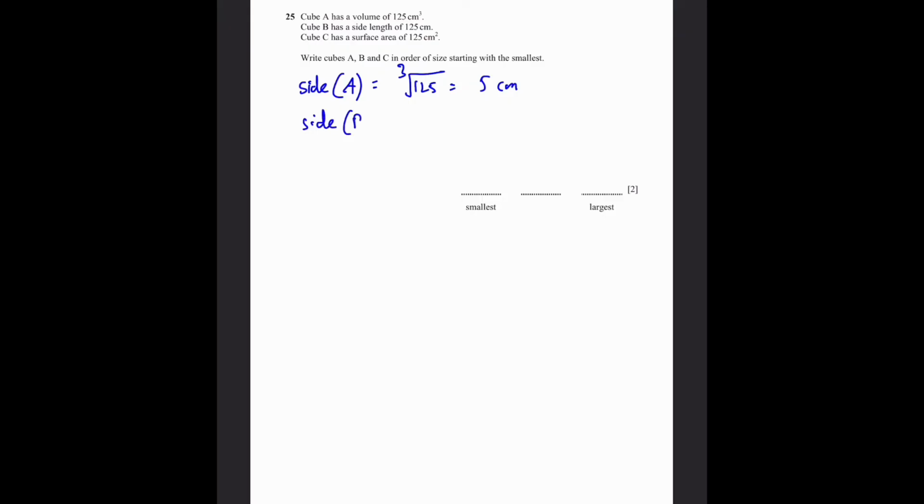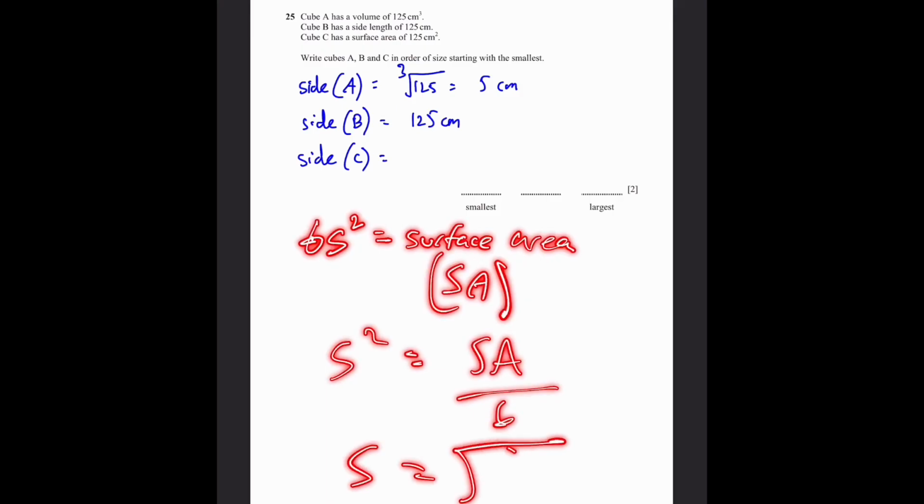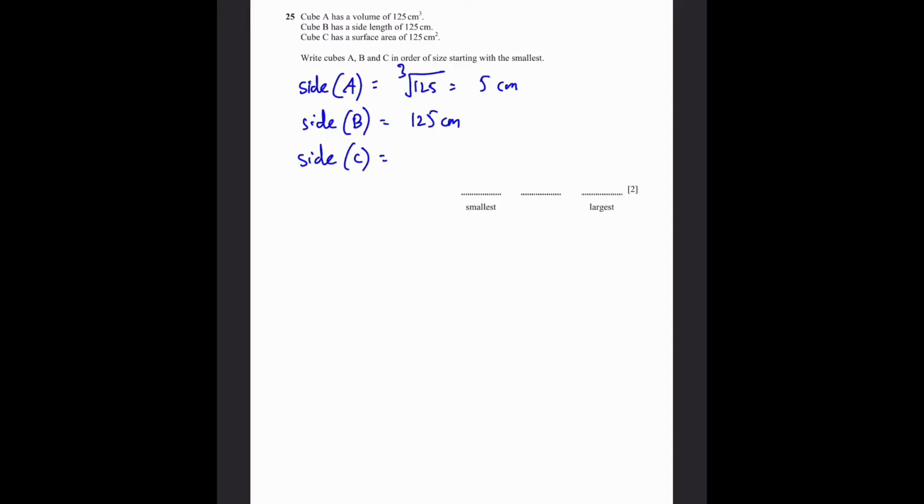The side of B, we can take side length 125, so 125 centimeters. Side of C is equal to, first we can see the formula. That's equal to 6 into the side length square is the surface area, which we'll write as SA. Now S squared is equal to SA by 6, and S is equal to the root of SA by 6. And the surface area here is 125, so the root of 125 by 6.